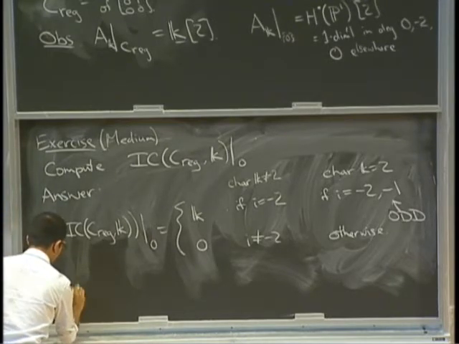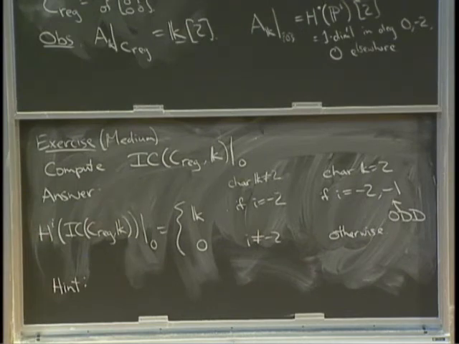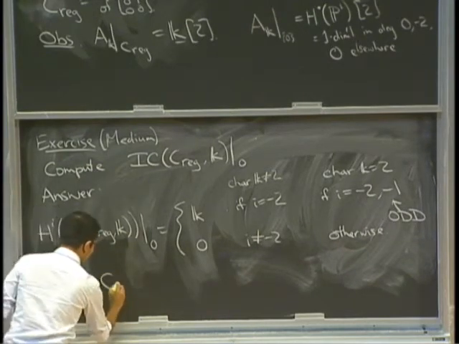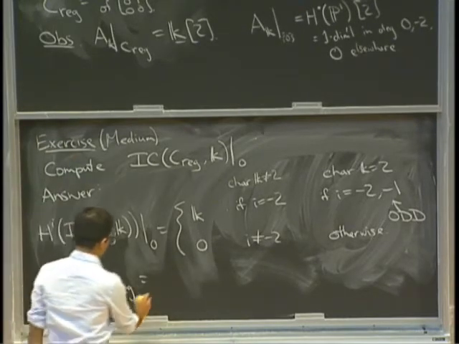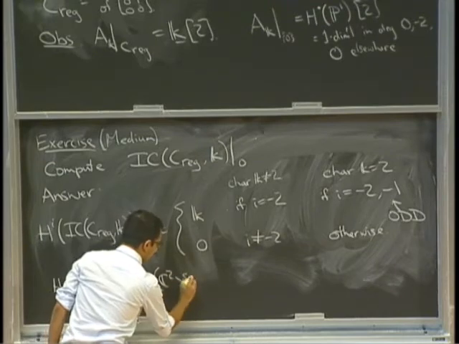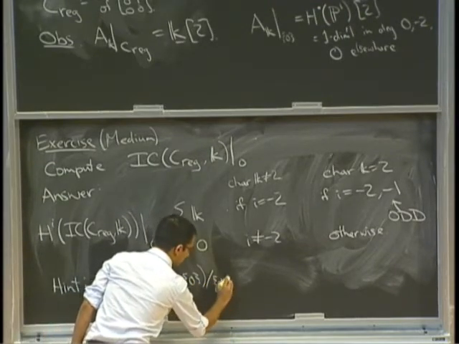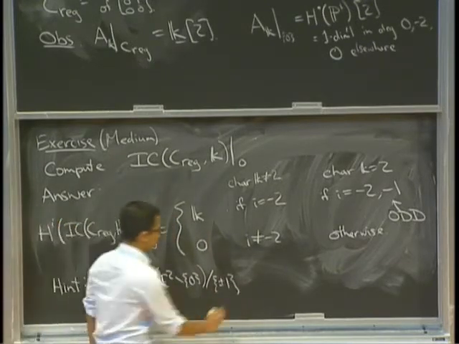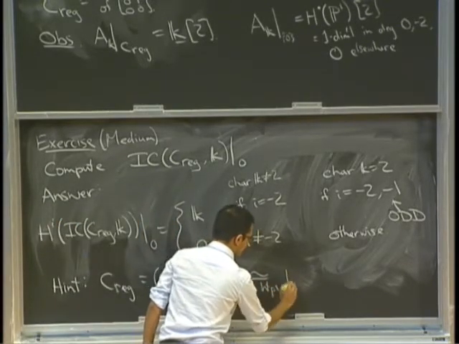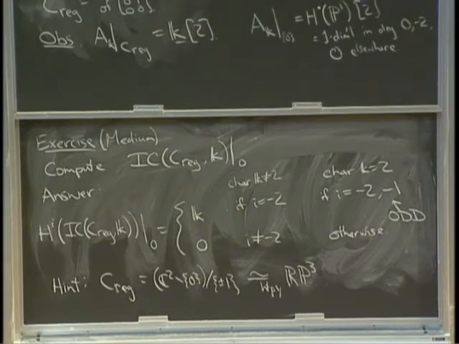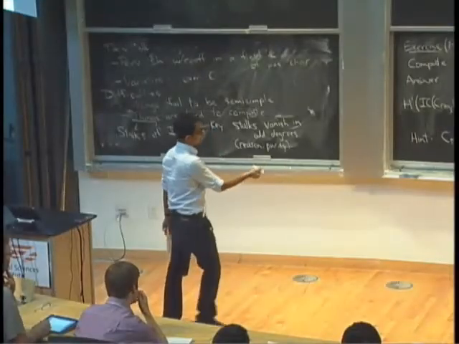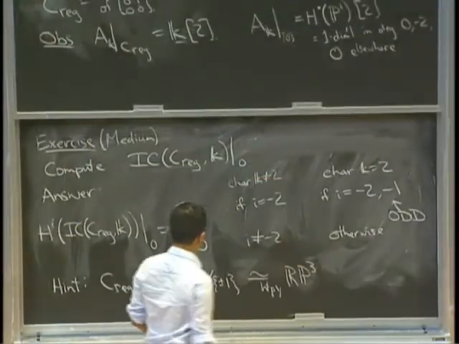I'll give you a hint for doing this computation. The hint is that the regular nilpotent orbit, well, Nick told us what it is. Nick told us that the whole nilpotent cone is C2 mod plus or minus 1. So this is C2 minus the origin, and then mod out by plus or minus 1. And that has the homotopy type of real projective 3-space. And the key point is that when you compute the cohomology of RP3 with field coefficients, the answer is different in characteristic 2 compared to all other characteristics. And that's the difference that you're seeing here.